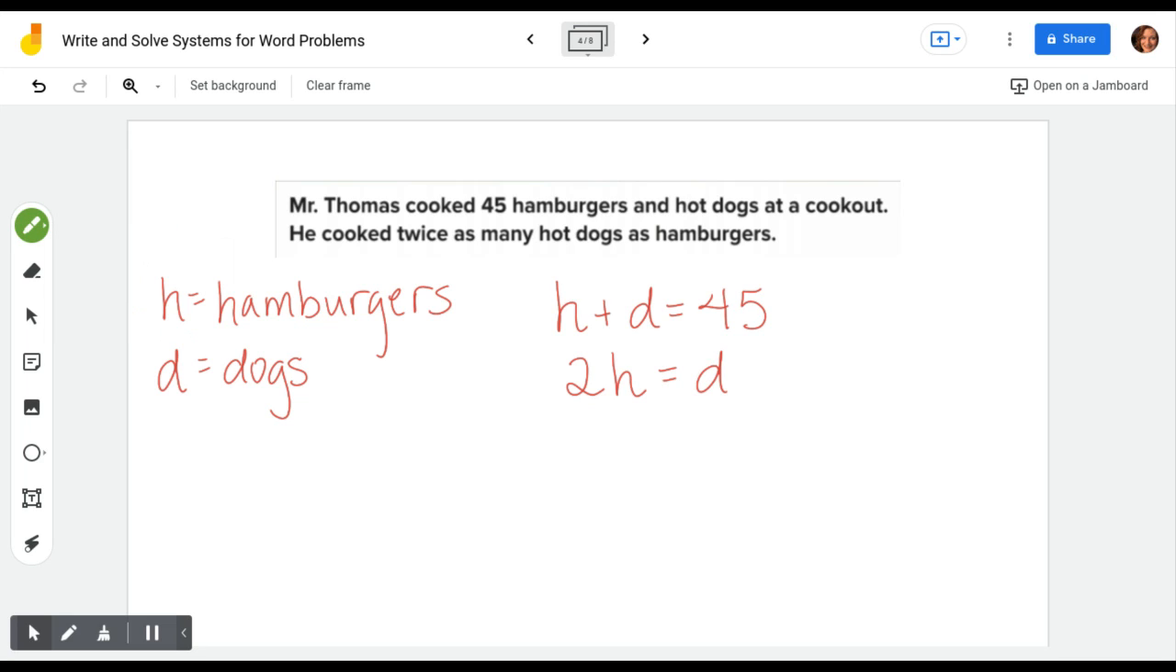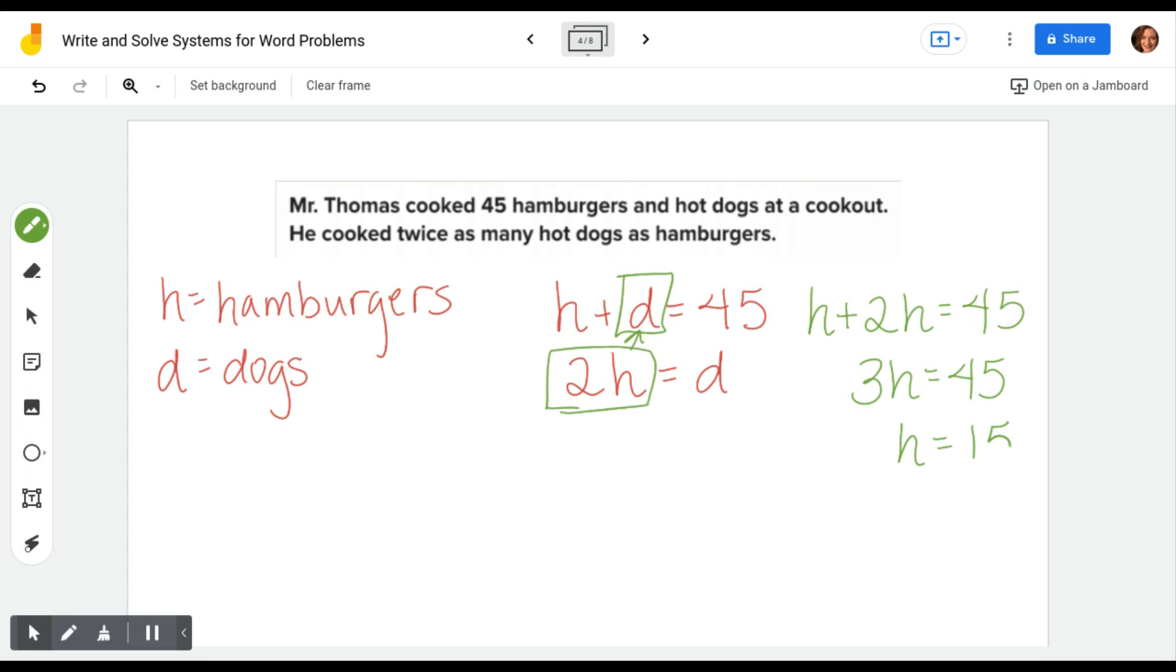I've already got one variable by itself, so I'm going to take this expression for D and I'm going to plug it into my other equation in D's place. So I'm going to rewrite H plus D, but I'm going to put H plus 2H equals 45. So that really means 3H equals 45. So H would be 15. So there are 15 hamburgers.